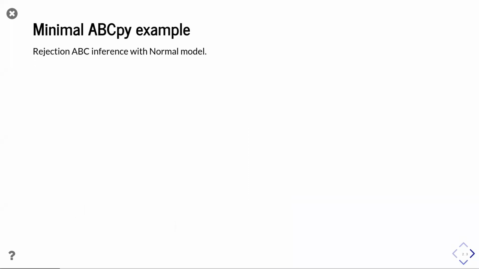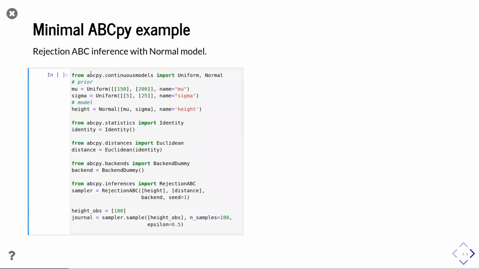I thought I'd start with a very minimal ABCpy example. I will consider here a rejection ABC with a normal model, and I will show how you can use ABCpy to implement this and to perform inference.